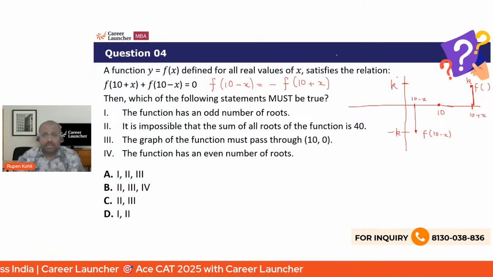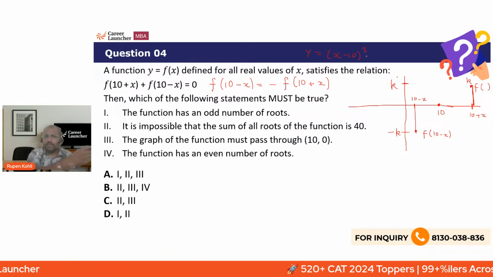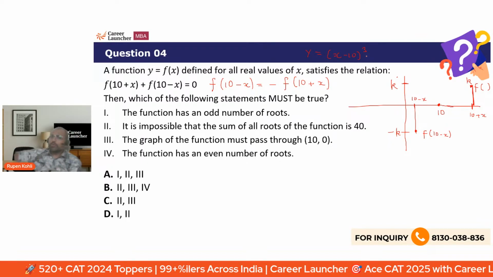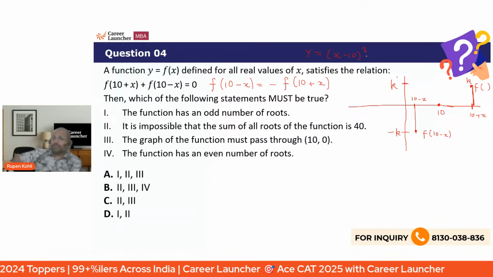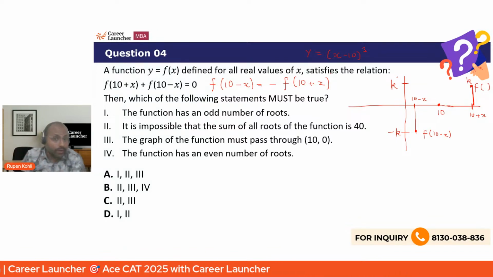For example, a function like y equals x minus 10 the whole cube will satisfy this equation, right? Y equals x cube is an odd function. So y equals x minus 10 the whole cube will look like the graph shifted to the right side by 10 units. This is the meaning of this. This is what you have to understand.